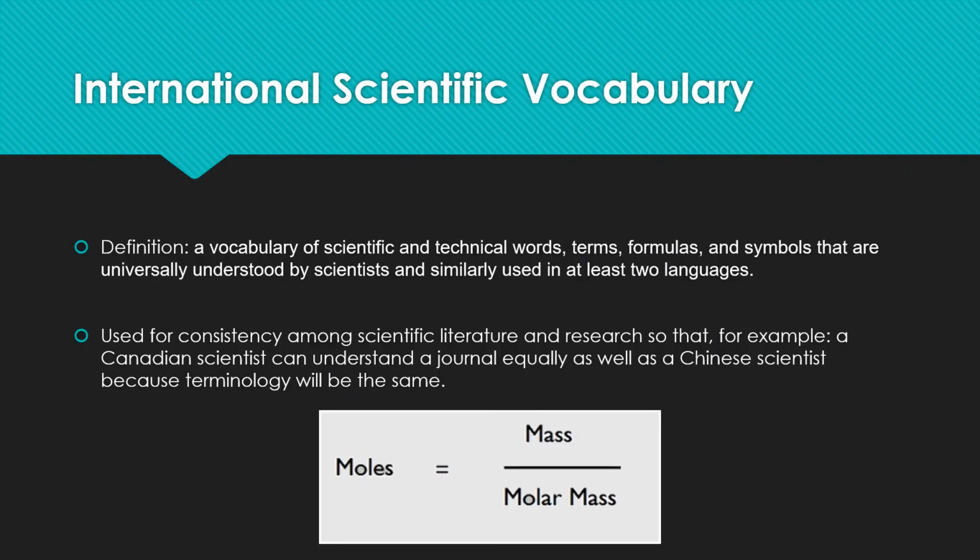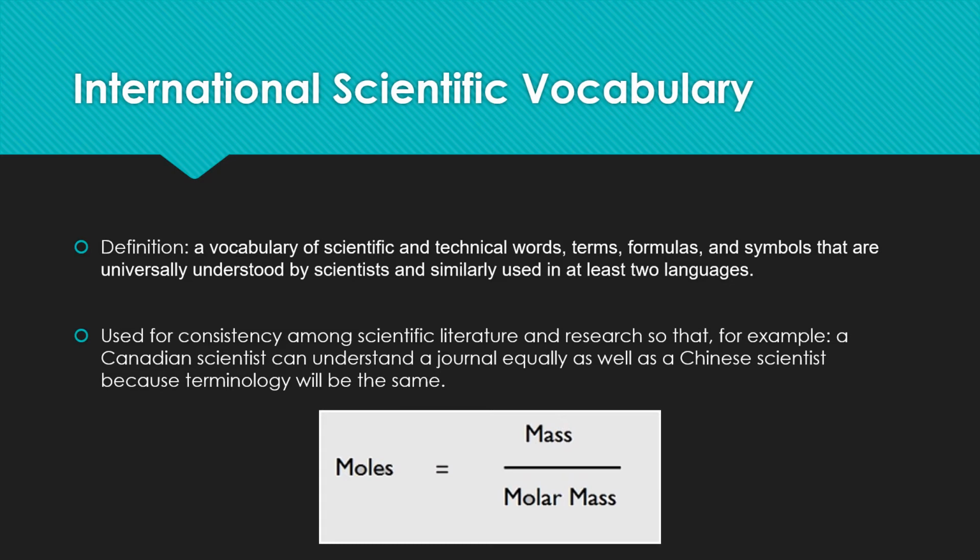So when we're talking about scientific vocabulary, we're actually talking about an international scientific vocabulary standard. That means that it is a vocabulary of scientific and technical words, terms, formulas, and symbols that are universally understood by scientists and similarly used in at least 2 languages. So anything we will be learning here is something that is recognized generally worldwide in the scientific community.